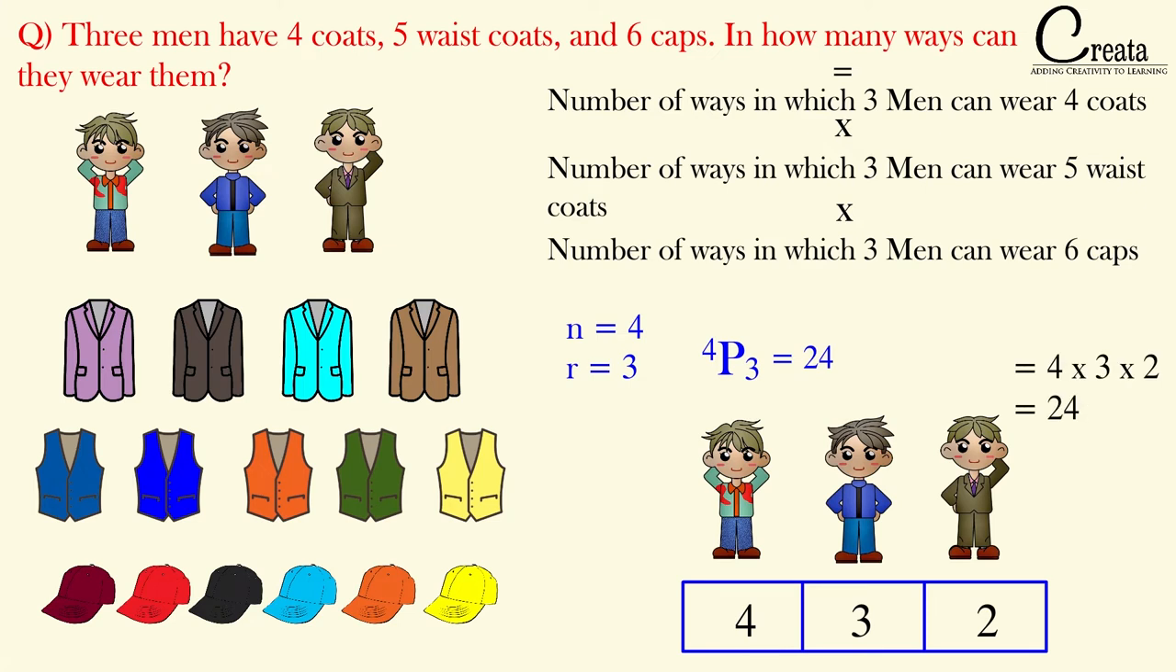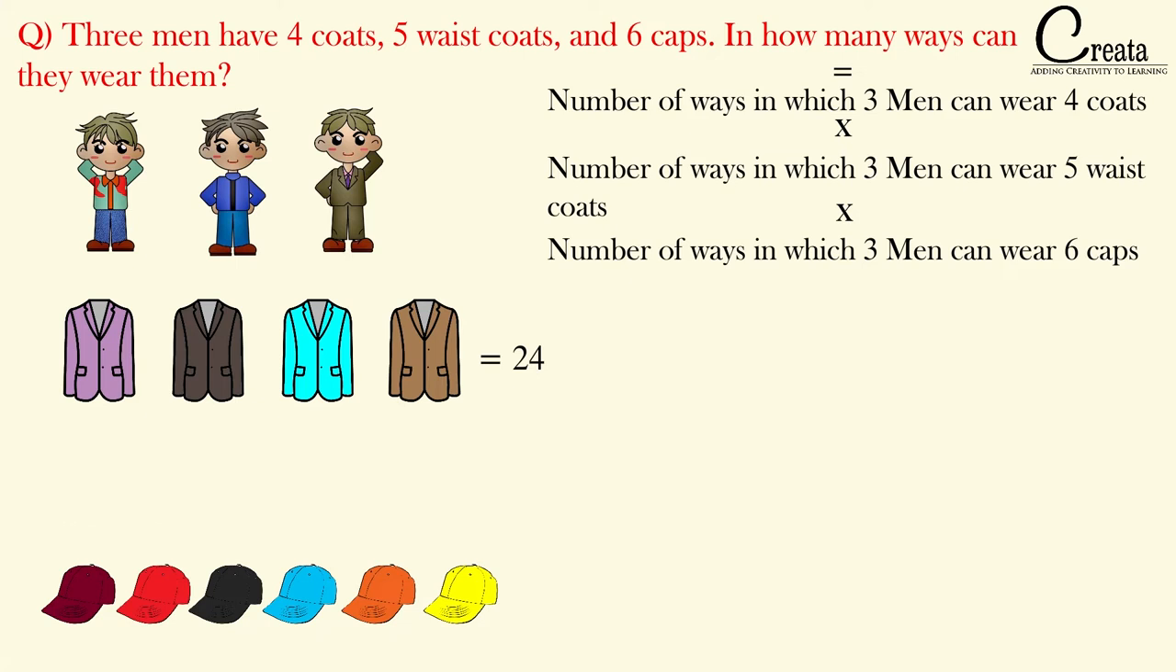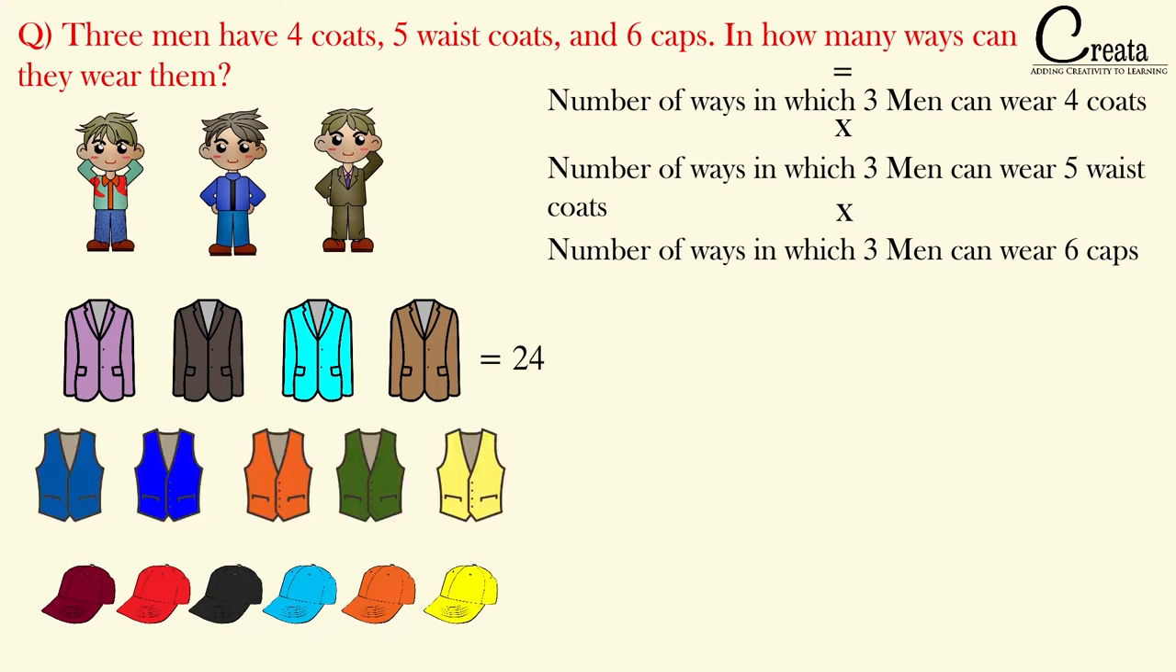Okay, you can choose any way to solve the question, but you should know all the ways and all the approaches. So for the first part, that is for the 4 coats, we got the answer as 24. Further, let's see in how many ways the 3 men can wear the 5 vest coats. The number of items is 5, that is n equal to 5. The number of vacant slots is equal to 3, that is 3 men.